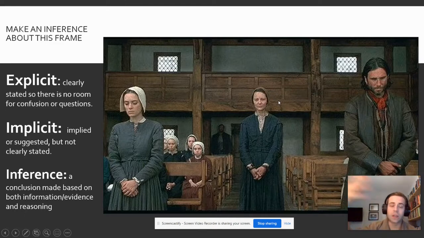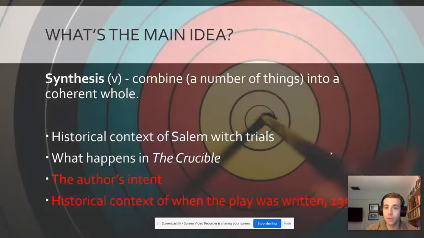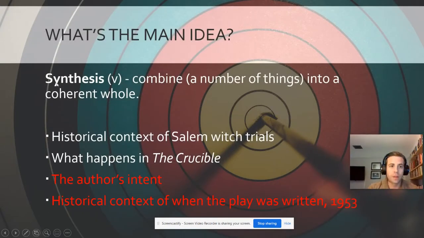And we can do this pretty easily with single images or when we're looking at one thing. This starts to get a little bit harder when we start comparing bigger things, and specifically bigger things that aren't necessarily clearly explicitly connected. So we're going to work on this skill. It's called synthesis. This is a new verb for you all. What synthesis means is to combine usually a number of things, two, three, four, five, into one coherent whole. And by doing this, we're going to get to figure out what the main idea is about the Crucible.